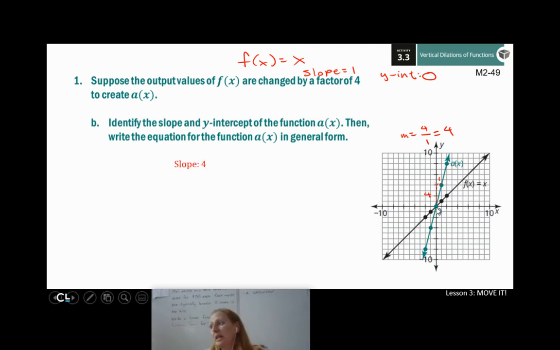My y-intercept, like I said, didn't change. My y-intercept is still 0. So if I were to write the function for a of x, I would say a of x equals 4x plus 0. Or actually, we don't need the plus 0, do we? So I guess I could just write it as a of x equals 4x. We don't actually need the plus 0.